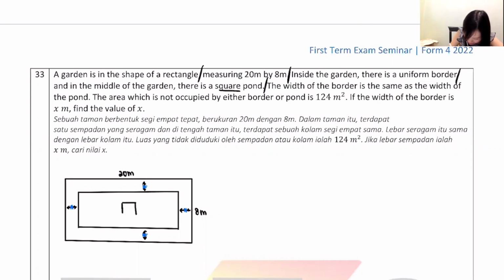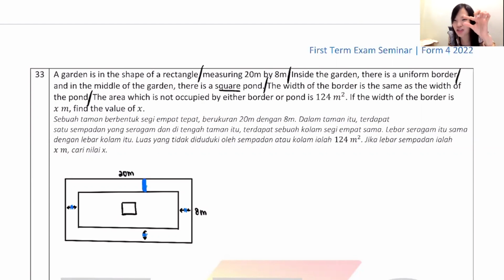Why is my square so ugly? Okay lah, a square. Okay, square pond. Next, the width of the border is the same as the width of the pond. This is important, guys. They say the width of the border. So the width of the border, isn't it, is this blue color one?